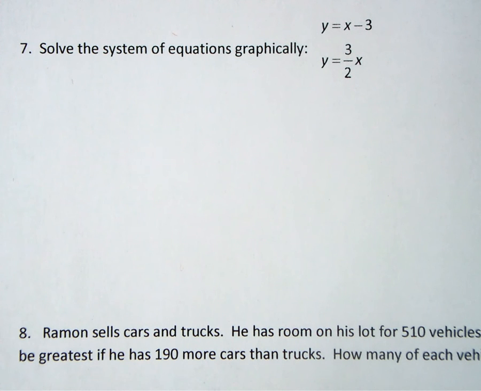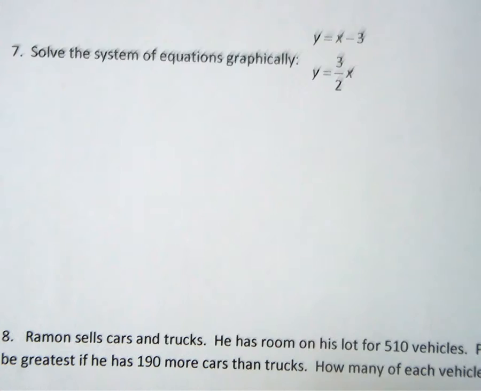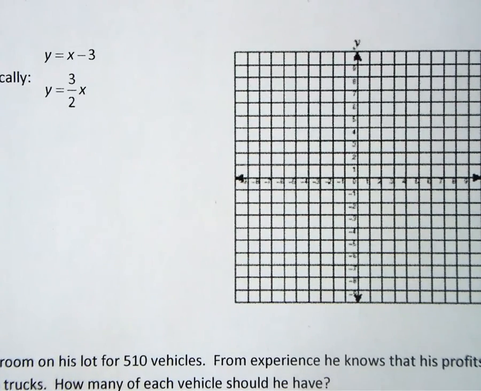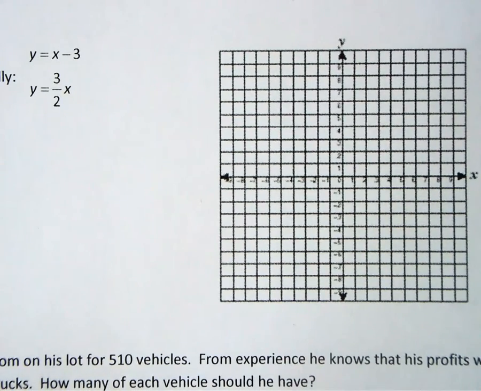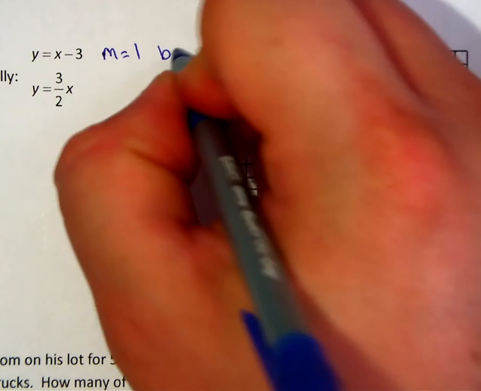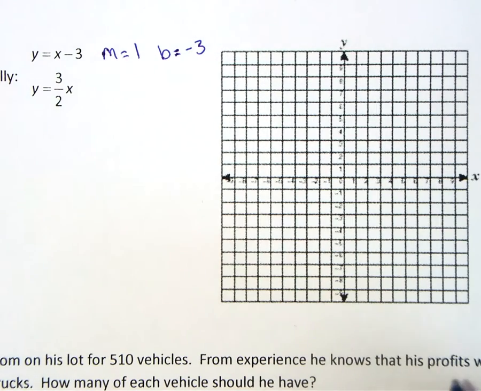All right, continuing on, question 7. Solve the system of equations graphically. So again, I've given you a graph. We want y equals x minus 3 on the graph. So again, we have an m that's equal to 1. We have a b that's equal to negative 3.